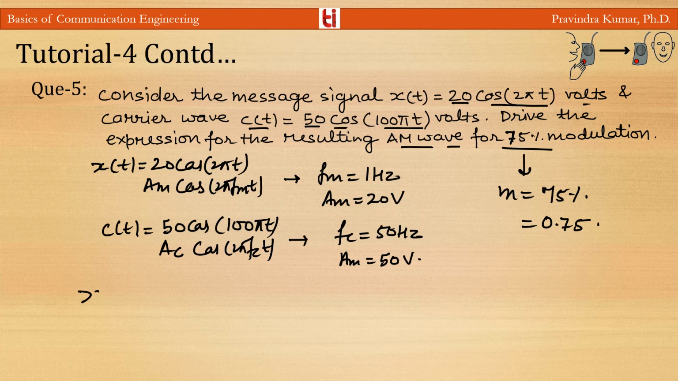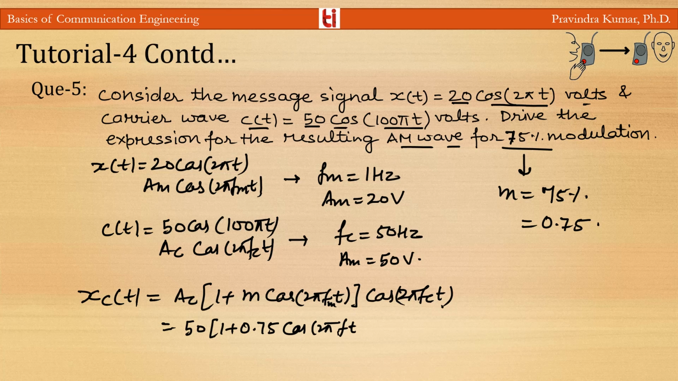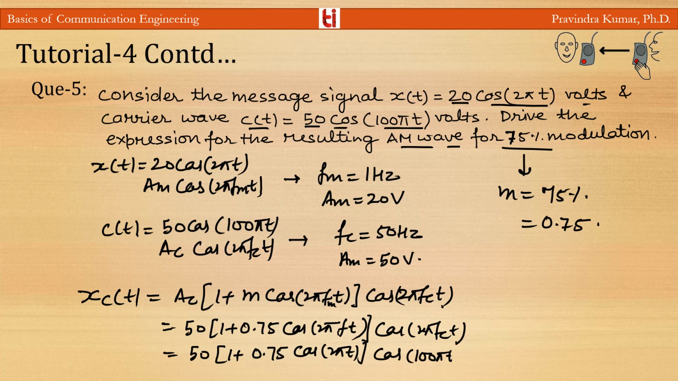So now the AM wave, the amplitude modulated wave, is Ac (1 + m x(t)) cos 2πf_c t, where x(t) is the message signal. Here I can write 50 (1 + 0.7 cos 2πf_m t) cos 2πf_c t, or we can write 50 (1 + 0.7 cos 2πt) cos 100πt. So this is the amplitude modulated signal.